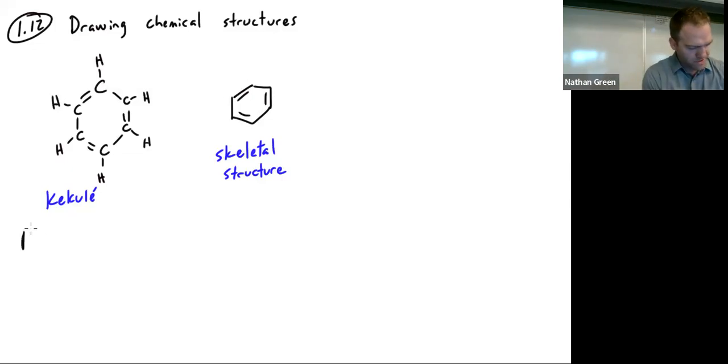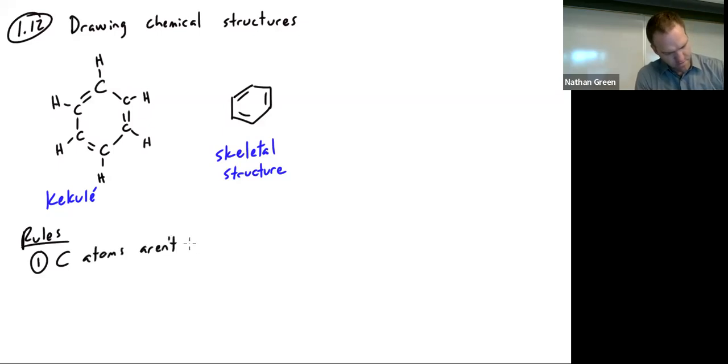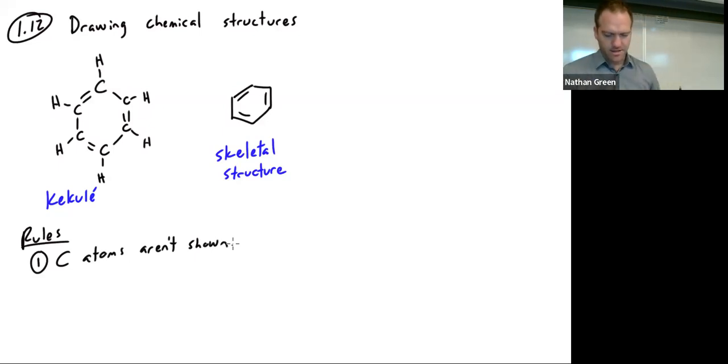Here are some rules for skeletal structures. Number 1, you may notice in the skeletal structure, I didn't draw a single carbon, which is kind of funny, right? This is organic chemistry. I should draw only carbons, right? If I was like, my view of the world is just carbon, all the other elements are not carbon. But the problem is there's so many carbons that we need to have a shorthand for them. So carbon atoms aren't shown. They appear at the ends of lines, angles, and intersections of lines.